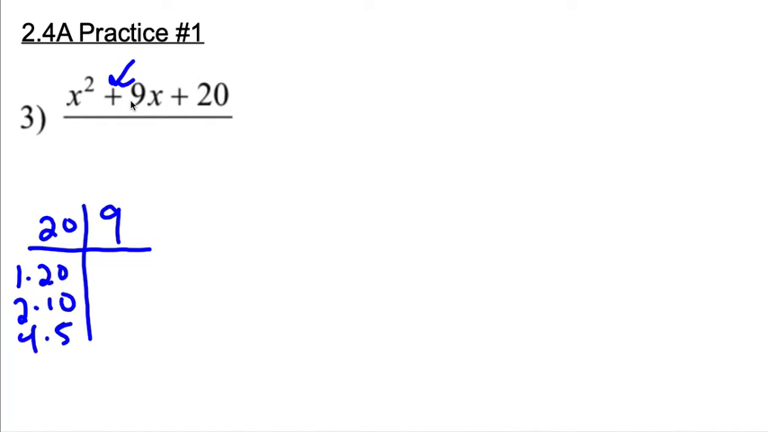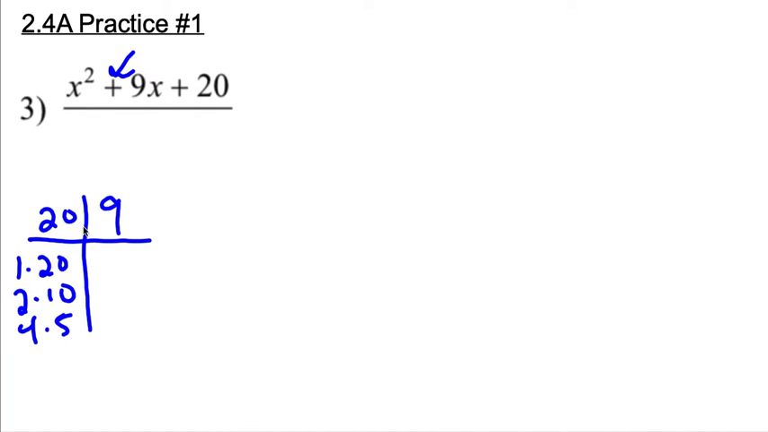Okay, so keep that in mind. That's something that I've been saying, but again, just want to reiterate that a little bit. So add them together now. 1 plus 20 gives us 21. That's not what we're looking for. We're looking for a 9, so that one's out.